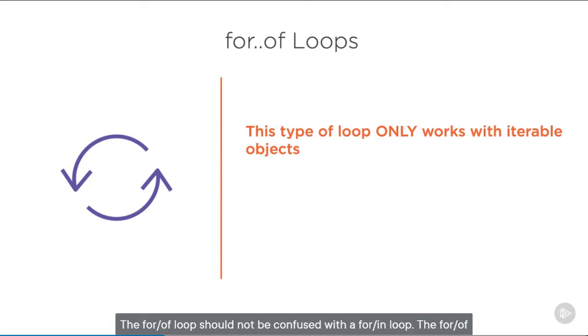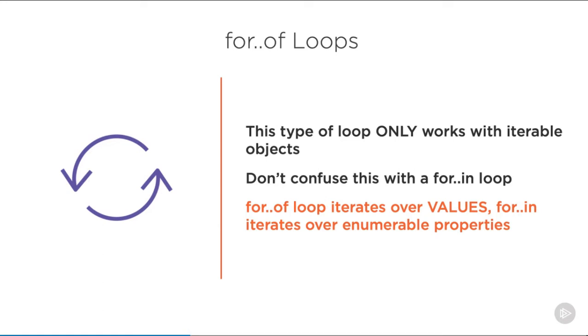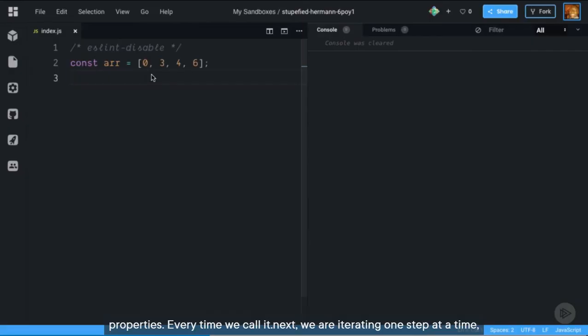The for-of loop should not be confused with a for-in loop. The for-of loop iterates over the values of an iterable, like we'll see in this next example. A for-in loop, however, only iterates over an object's enumerable properties. For example, if you're using a for-in loop on an object, that would iterate over the keys of that object, since the keys are the enumerable properties.